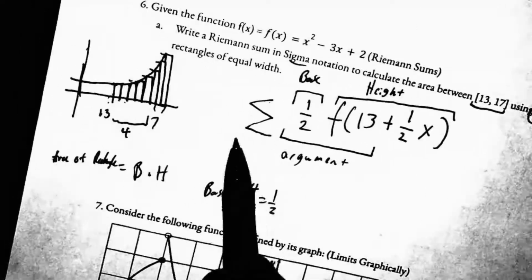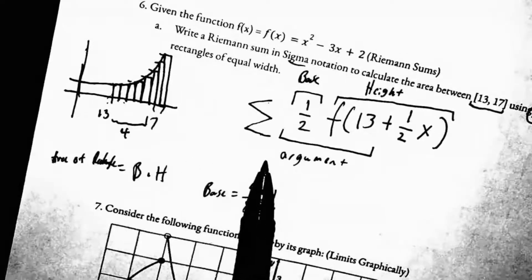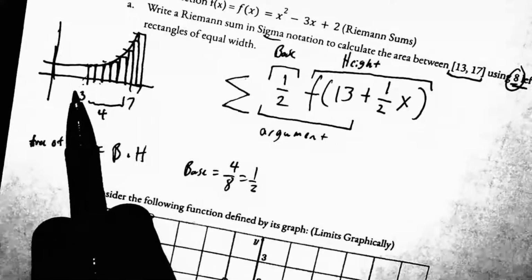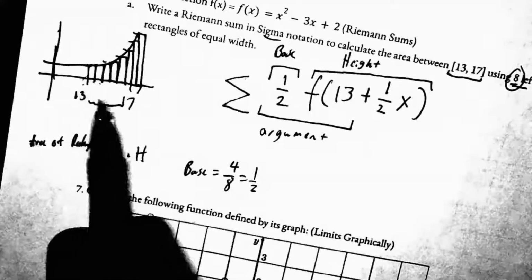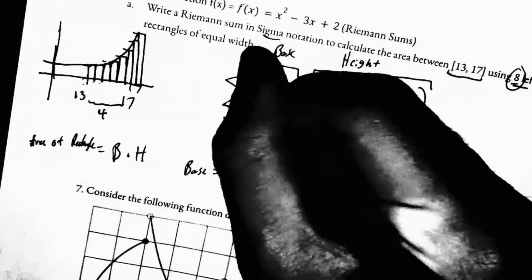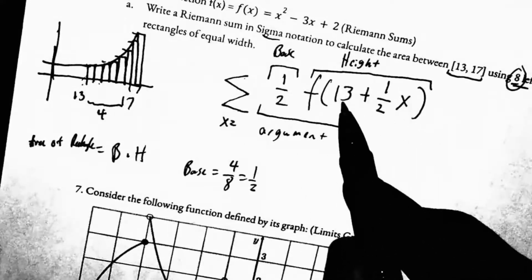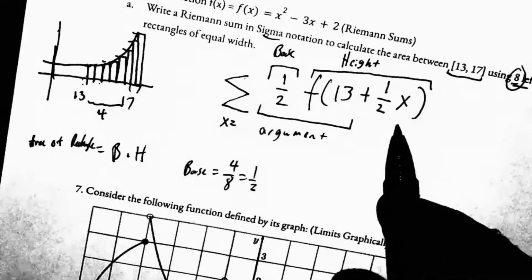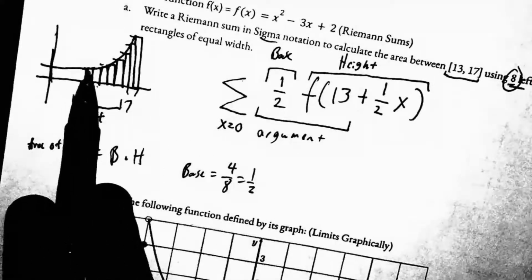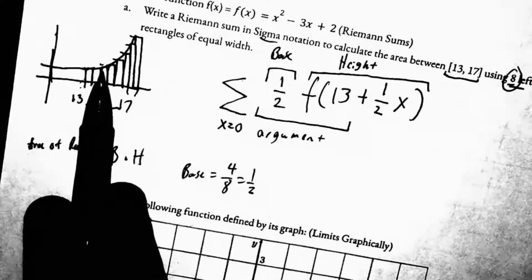Okay. Now we still need to do our indexes here. So where do I want to start? Well, again, you kind of want to think about this conceptually. I want my first value to be 13, right? So my first value down here, I actually don't want to be 1, because if I make it 1, then I'm going to plug 1 in here, and I'm going to get 13.5 as my first value. So I want to make it 0. 0 is going to give me the left side of the rectangle. If I made it 1, I would be looking at the right side of the rectangle.